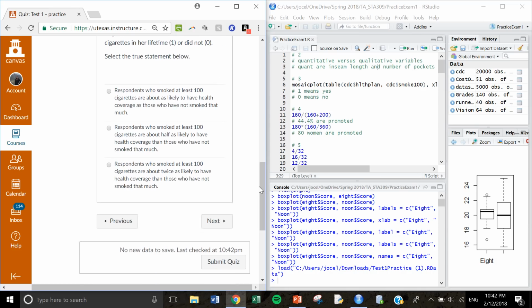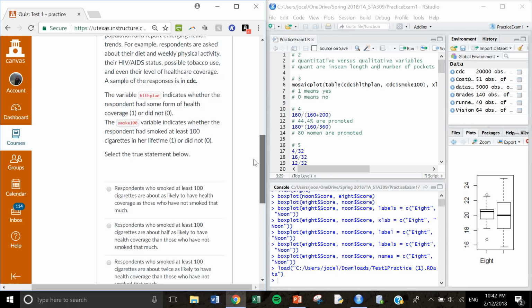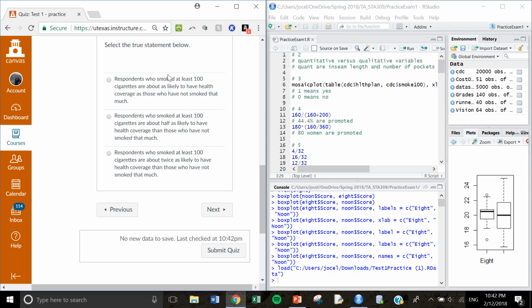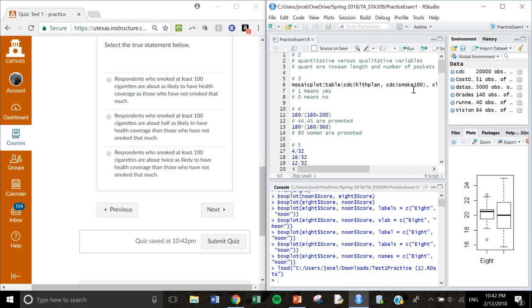So we have to select the true statement. In looking at this, we're comparing 2 different variables and seeing if there's an interaction between them. So what we're going to do is do a mosaic plot of health plan versus smoke so we can visualize the difference between people who have smoked and people who have not, comparing their health coverage.